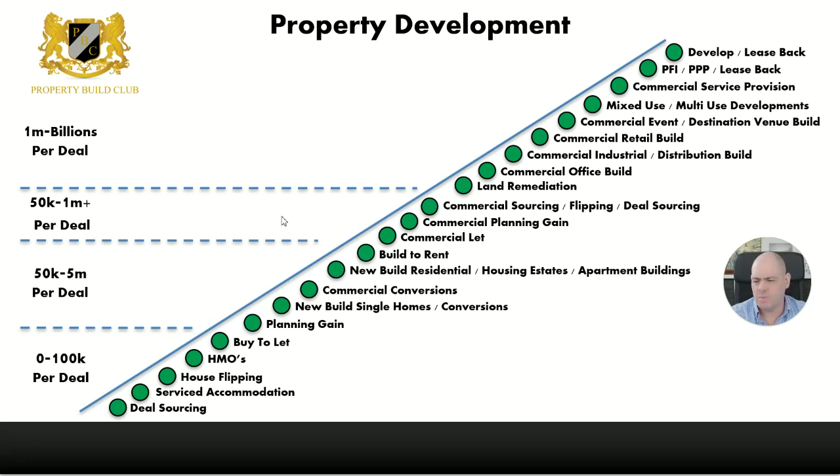And then moving up to another level on deals, you might be at 50k to $1 million per deal for commercial let, commercial planning gain, commercial sourcing, flipping or deal sourcing. And then moving up to even bigger deals, you might be looking at land remediation, commercial office build, commercial industrial and distribution build, commercial retail build, commercial event and destination venue build, mixed-use development, multi-use development, commercial service provision, PFI and PPP leasebacks deals, or developer leaseback deals. All of these are property development. I may have missed some. There are probably other different models out there.